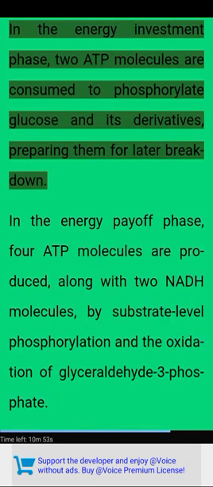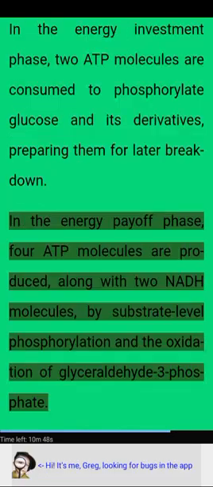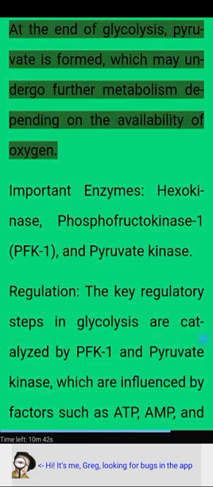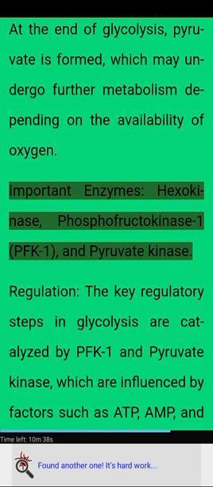In the energy investment phase, 2 ATP molecules are consumed to phosphorylate glucose and its derivatives, preparing them for later breakdown. In the energy payoff phase, 4 ATP molecules are produced, along with 2 NADH molecules, by substrate-level phosphorylation and the oxidation of glyceraldehyde 3-phosphate. At the end of glycolysis, pyruvate is formed, which may undergo further metabolism depending on the availability of oxygen. Important enzymes: hexokinase, phosphofructokinase-1 (PFK1), and pyruvate kinase.